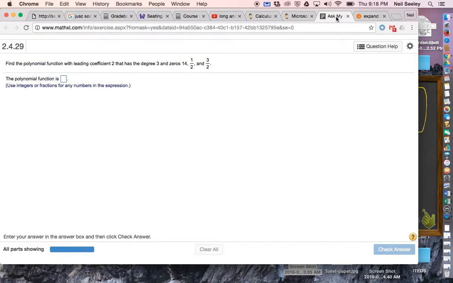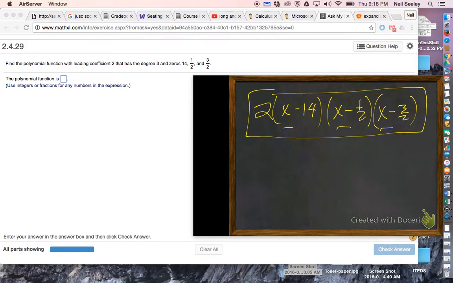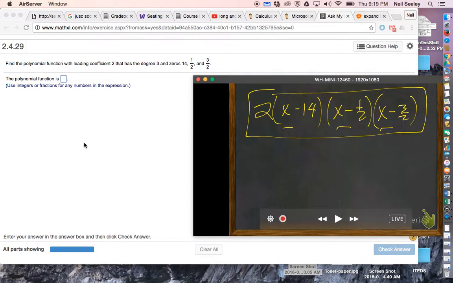Just to give you an idea, the biggest thing to know is when you have a root, x minus that root is a factor: x minus 14, x minus 1/2, x minus 3/2, and then the lead coefficient 2 I just put out front. That's the big knowledge. Getting WebAssign happy is one of those hurdles we have to overcome. So I hope that helps. If it doesn't, just let me know, and I'll give you something else.